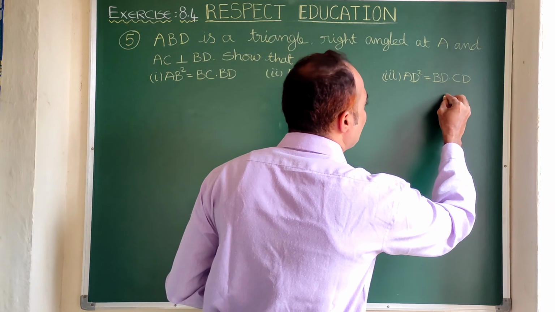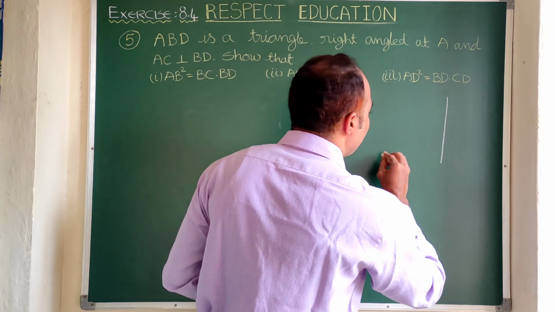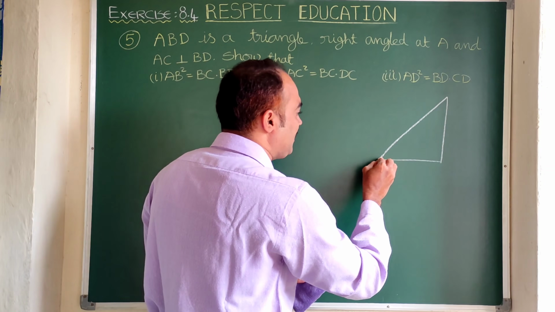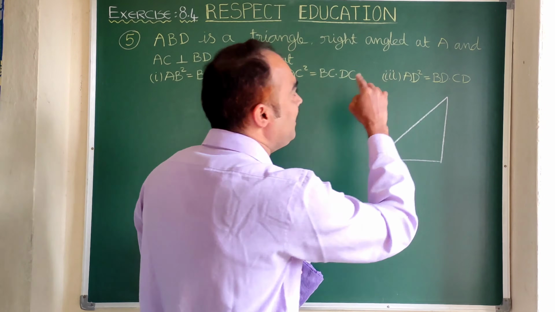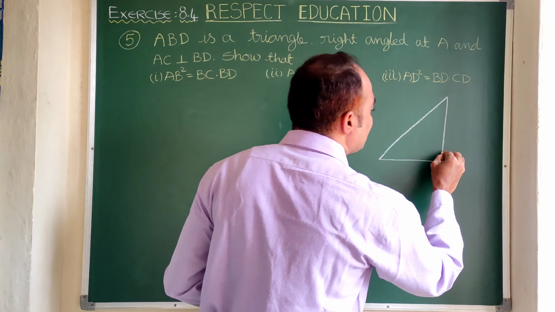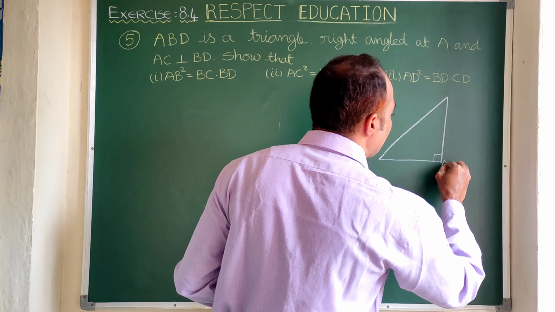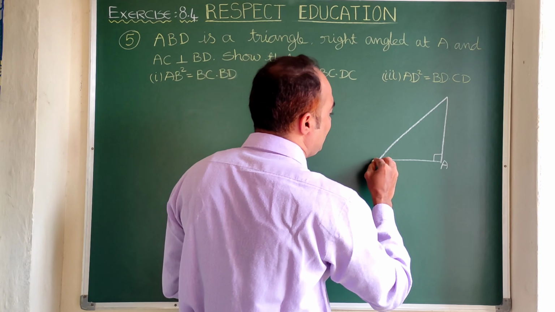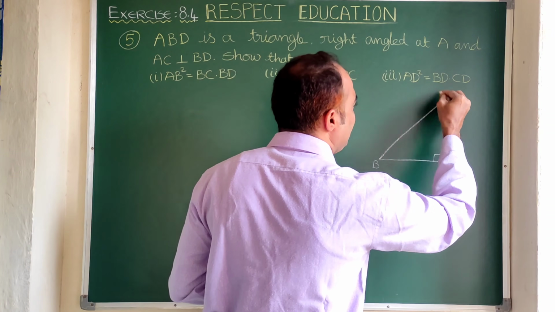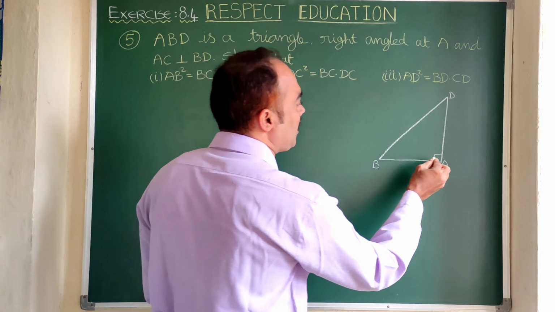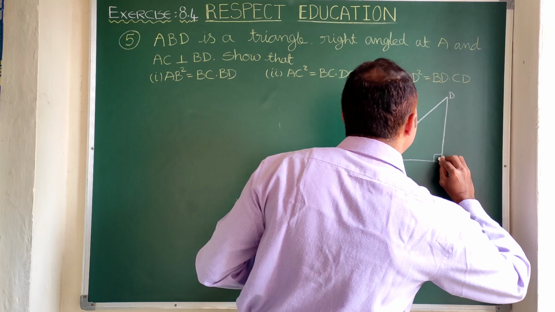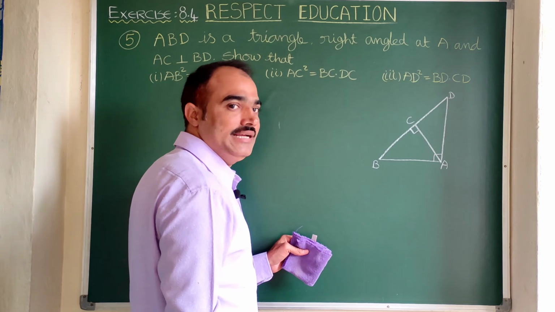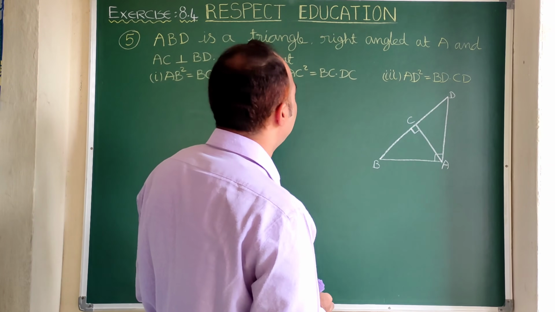First let us draw the suitable diagram for this question. It is a right angle triangle. Let us name it as ABD, where right angled at A. So this place is to be given for A, and BD you can write however you want. If I write B here, I am writing D here. Now AC is perpendicular to BD. From A you draw one perpendicular, you take it as AC. AC is perpendicular to BD.